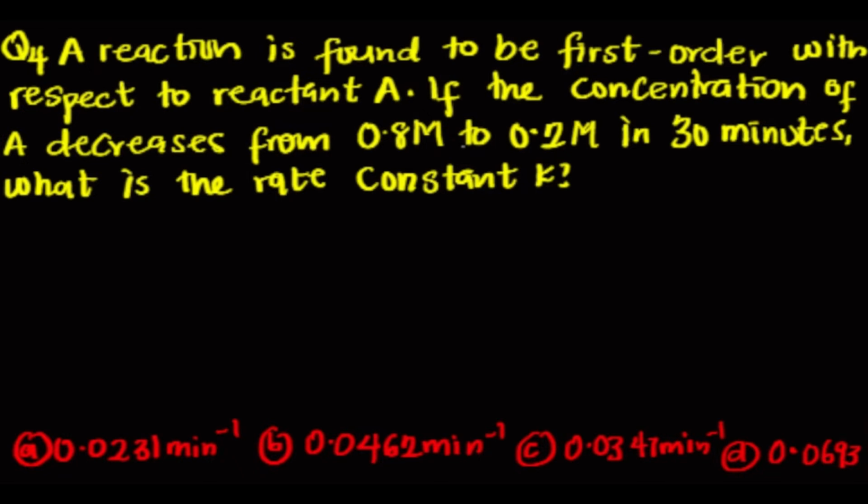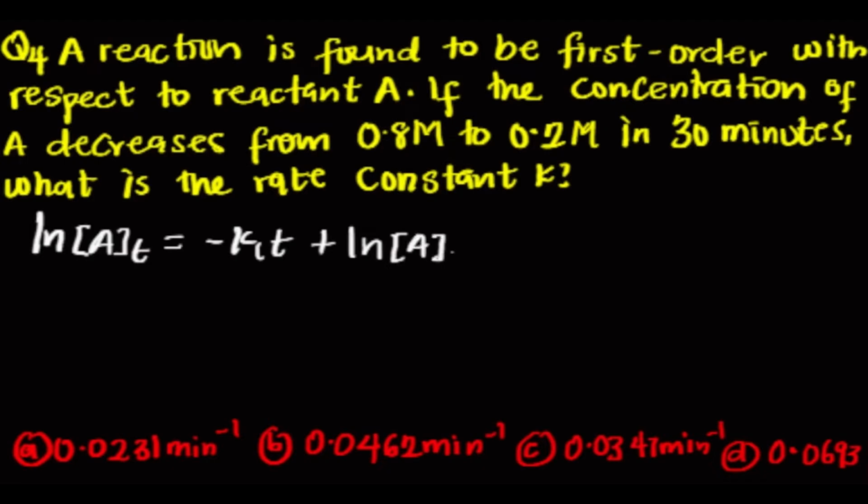Now we are going to record the expression for a first order reaction: ln[A] at time t is equal to minus k1 t, plus ln[A] naught. If we use this expression, it's going to take a lot of time to solve because we have to simplify it. So in that case, I will just go ahead and use this one directly because it will make more sense to us.